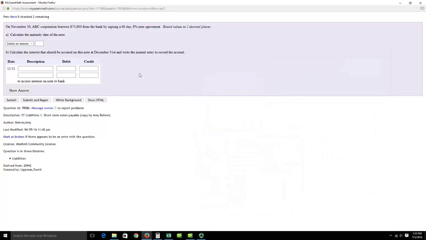Okay, so this problem in my math deals with notes payable. Remember a couple of chapters ago we dealt with notes receivable. So notes payable is when we owe somebody else money. In this case, it's a bank. We're borrowing money from a bank here.